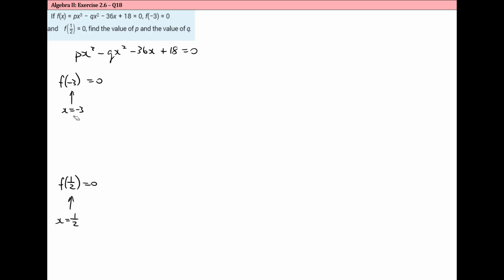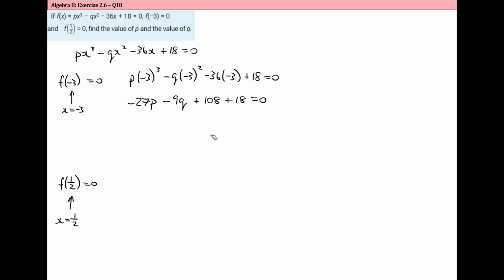So taking the first and subbing in x equals minus 3, we have p times minus 3 cubed minus q times minus 3 squared minus 36 times minus 3 plus 18 equals 0. So minus 3 cubed is minus 27, times p is minus 27p. Minus 3 squared is plus 9, times minus q is minus 9q. Minus 36 by minus 3 is plus 108, and then plus the 18 equals 0.